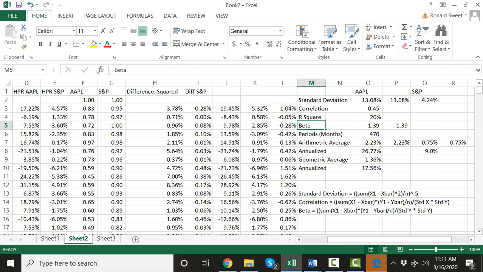All right, we'll stop it there, and next time we'll get a little bit more into what we can do with some of these numbers, and talk a little bit more about risk and return.